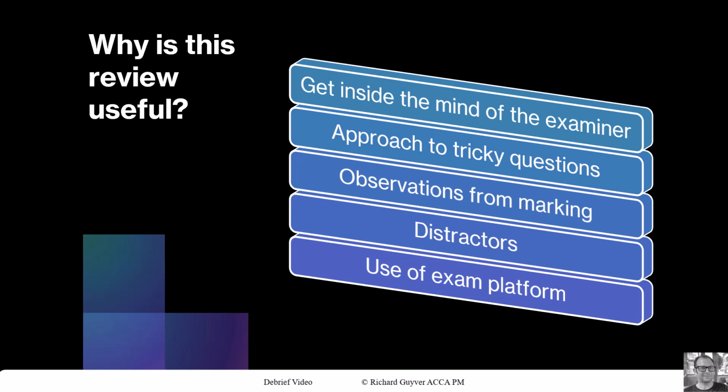We'll look at the distractors that were present in the Section A and Section B questions and why they were distractors, and also use of the exam platform, looking for shortcuts, looking for ways to save time, to optimize our approach to an exam and take a strategic approach so that we make sure we're getting a good return on investment in the time we spend doing things in the exam. Because what we don't want to do is find that we're doing repetitive tasks or tasks that aren't ultimately going to lead to more marks.